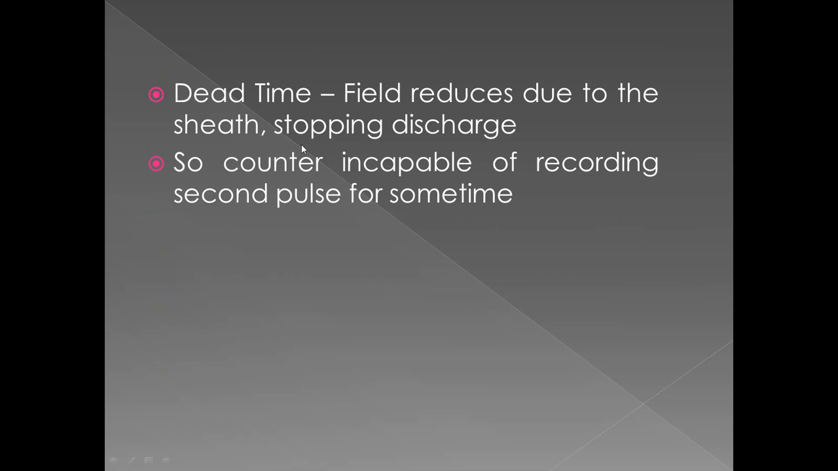There is something called the dead time. What we said, the ions being slow moving, they form a space charge which becomes dense enough to cancel the electric field around the anode. As a result, for some time, ionization stops. So the positive ions need to reach the cathode so that they get neutralized and the electric field builds up again, and then only ionization can start again. This period during which ionization remains suspended is called the dead time.